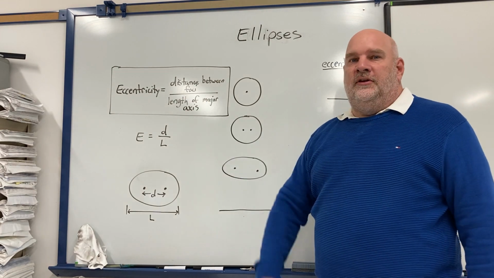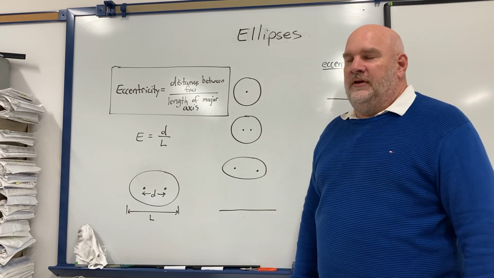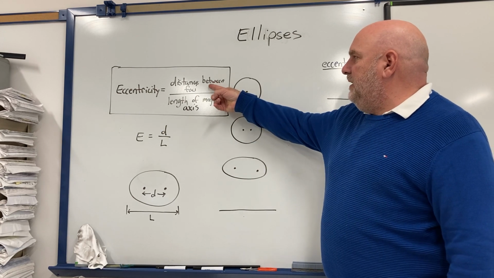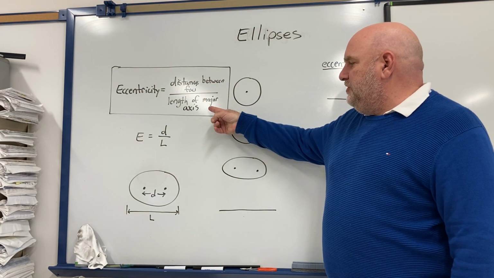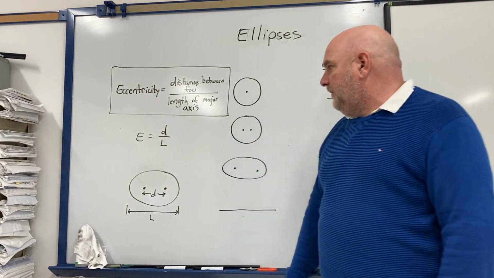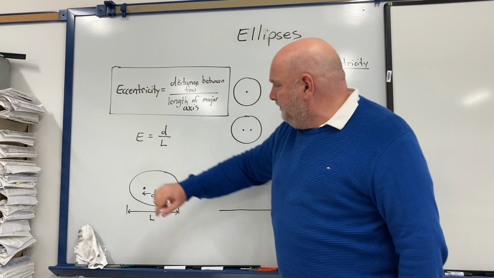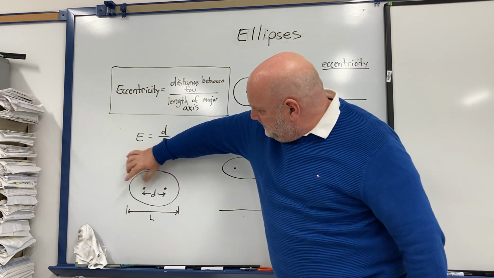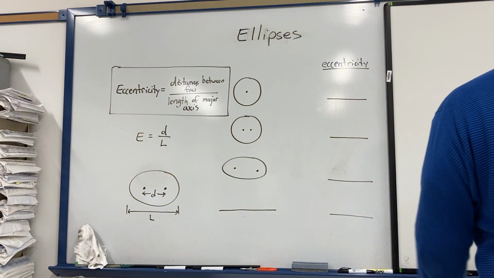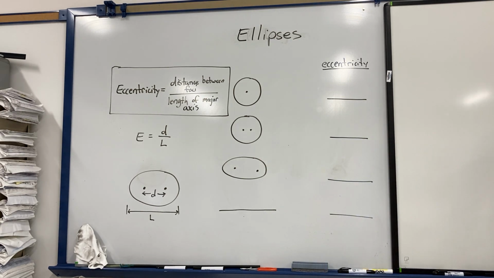The eccentricity formula is on the front page of your reference tables, right near where the density formula and the rate of change formula and stuff like that are. It's on the very front page. So the formula for eccentricity is distance between foci divided by length of the major axis. So E is D divided by L. Distance between foci is how far apart those two points are. Length of the major axis is from there all the way to there. So let us figure out the eccentricity of these guys right there.